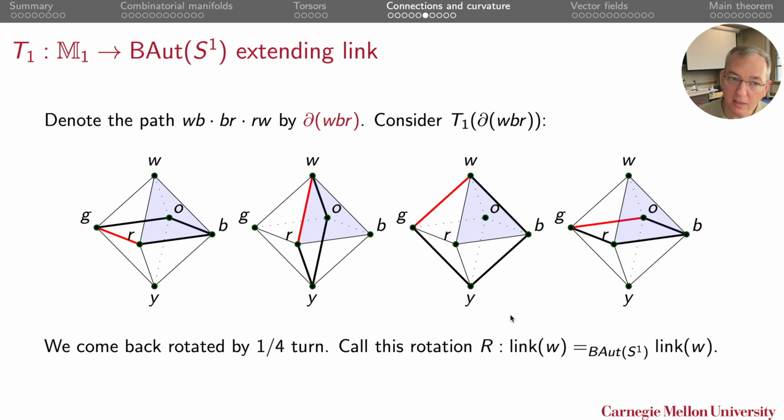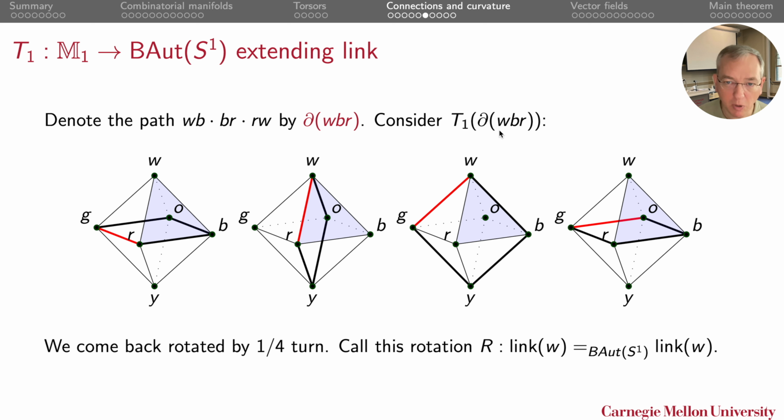Let's look at T1 on a whole closed path. We're going to build up to T2, where we want to extend it to the face. But let's just think about paths. So think about concatenating WB with BR with RW and going around this loop, so that we should get an automorphism of the link of W in so doing. Let's denote this path by boundary WBR, where WBR is meant to represent this face, and here's its boundary. It happens to be pointed at W.